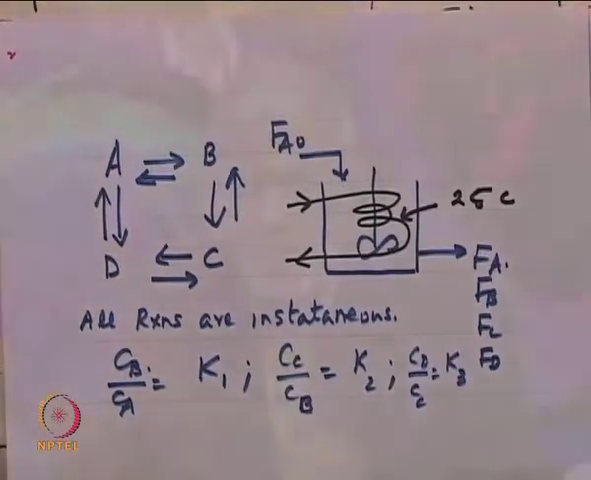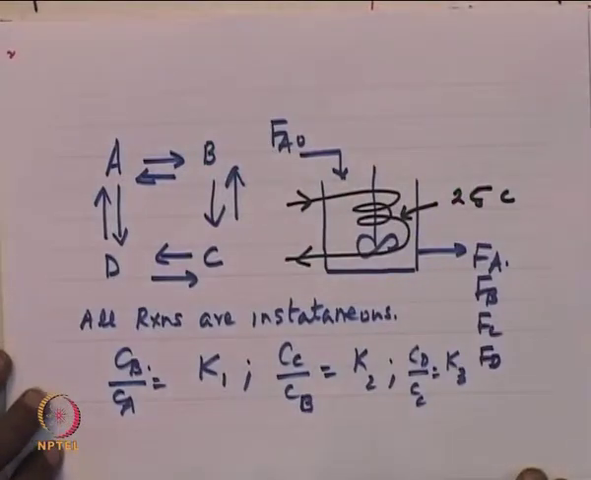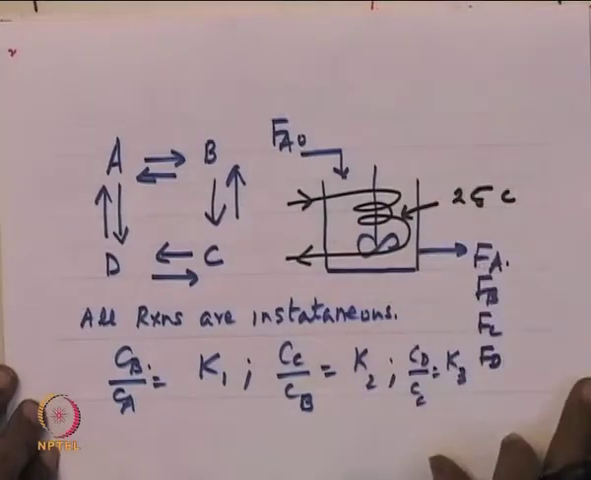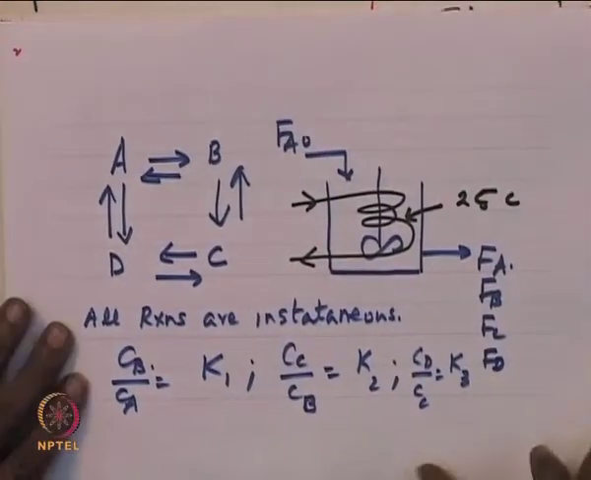Therefore, the question of interest to us is, what is the amount of heat that is to be put in, number one, and then what is the composition of the leaving stream, assuming that the temperature of the CSTR is maintained at 25. To maintain this temperature at 25, you have to supply heat because all the reactions are endothermic.